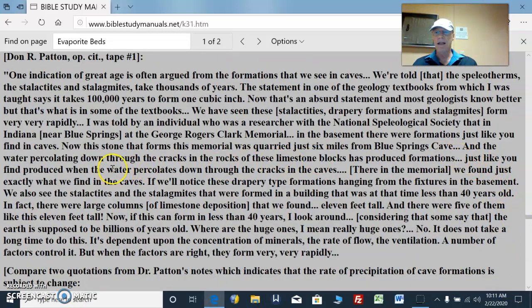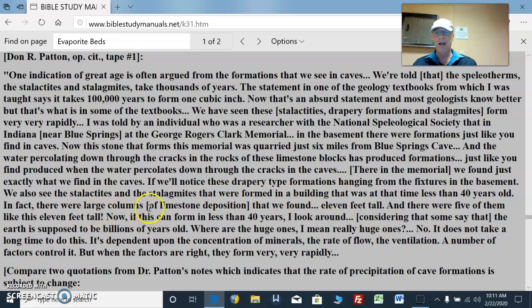And the water percolating down through the rocks and the cracks of these limestone blocks has produced formations just like you find produced when the water percolates down through the cracks in the caves. They're in the memorial building. We found exactly what we find in the caves. If we notice these drapery formations hanging from the fixtures in the basement, we also see the stalactites and the stalagmites that were formed in the building that was at that time less than 40 years old.